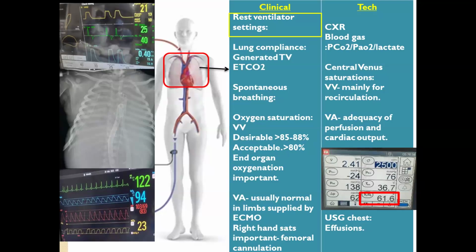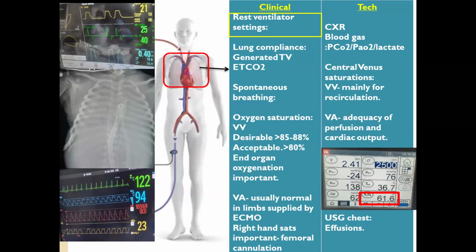When they're in rest ventilator settings, we have to monitor for the lungs to be improving. The best way to monitor is to see how the compliance is. That compliance is reflected by the generated tidal volume for the same delta pressure, and also the end-tidal CO2 traces that we find on the monitor. So these things help us understand how the lungs are improving as well.